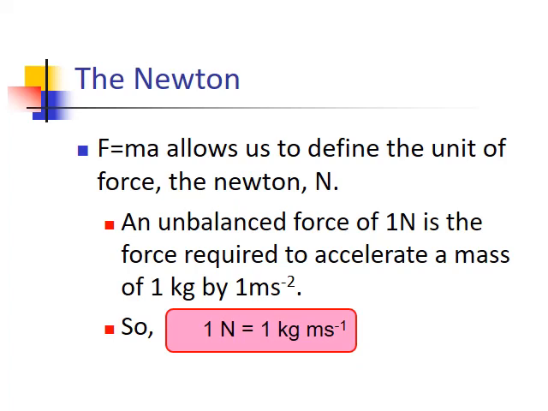The Newton is defined from Newton's second law, and 1 Newton is defined as the force required to accelerate a mass of 1 kilogram by 1 meters per second squared. So this is coming from your F equals ma, and it's saying if I have 1 kilogram and I accelerate it at 1 meters per second squared, that will require a force of 1 Newton.